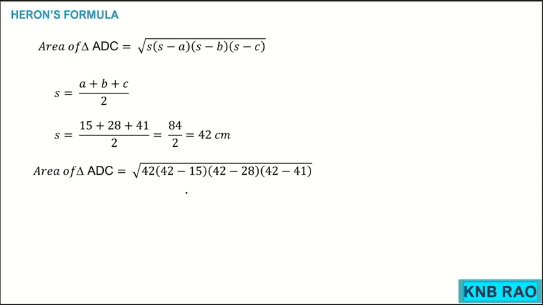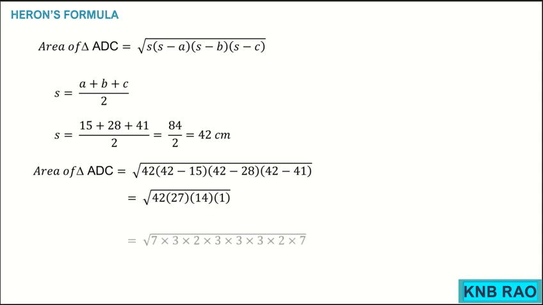next 27 into next 14 into 1. So, 42 into 27 into 14 into 1. Now, most of the children were having doubt how to find out the square root of this.